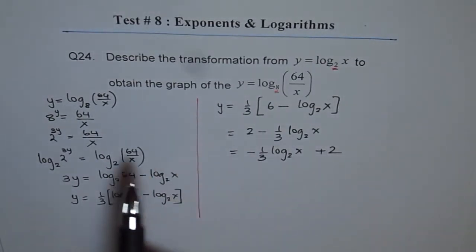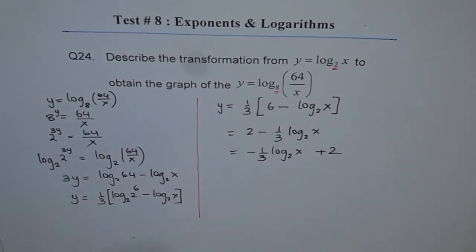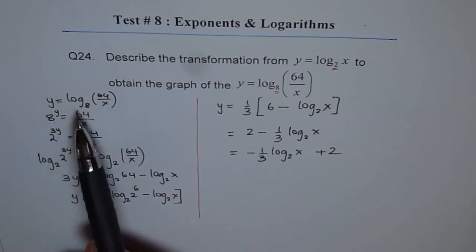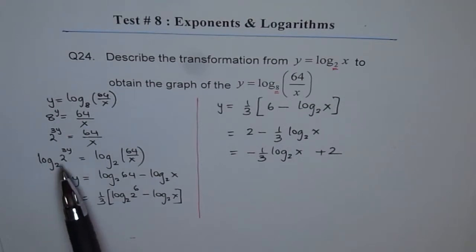So we changed the base from 8 to 2 while doing the basic procedures, right? The steps shown here are very interesting. First we changed from log to exponential form and then back to log form, and then found the y value, correct? So that is one of the most interesting examples in this set of videos.